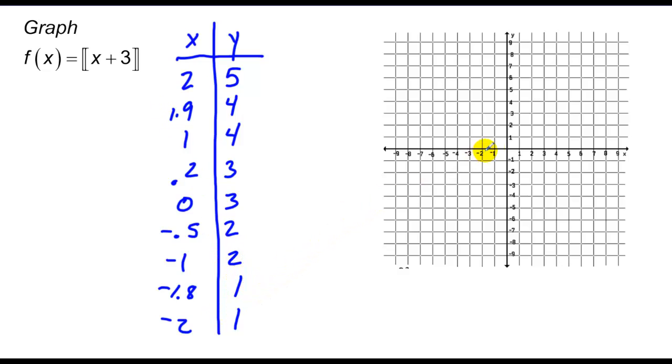We'll graph all these points, starting with 2 and 5, 1.9 and 4, 1 and 4, 0.2 and 3, 0 and 3, -0.5 and 2, -1 and 2, and -1.8 and 1, and -2 and 1.